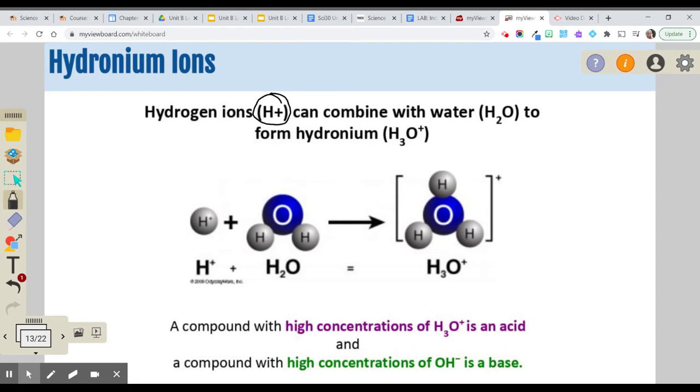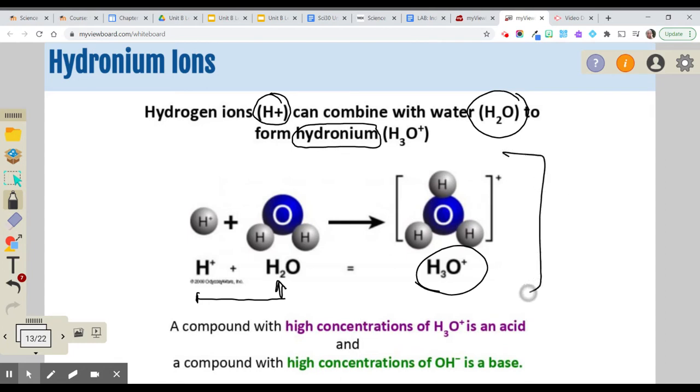So when they're in water, they don't stay as hydrogen ions. They actually react with a water molecule. So you can see there's your proton, or your hydrogen ion, reacting with the water molecule to form hydronium. Hydronium, there's how it's spelled. And these hydronium ions are still positive. High concentrations of hydronium ions are what make up acids. Still, if you have a high concentration of hydroxide, that is considered a base.